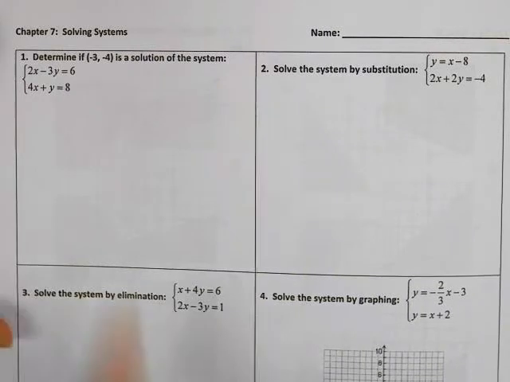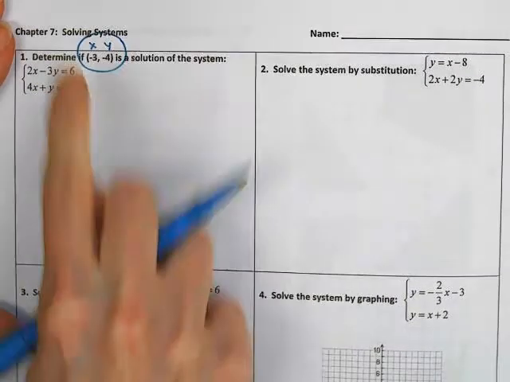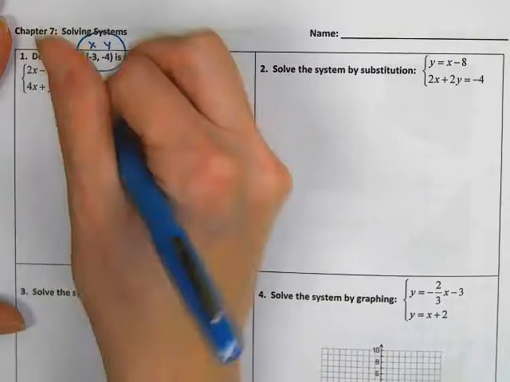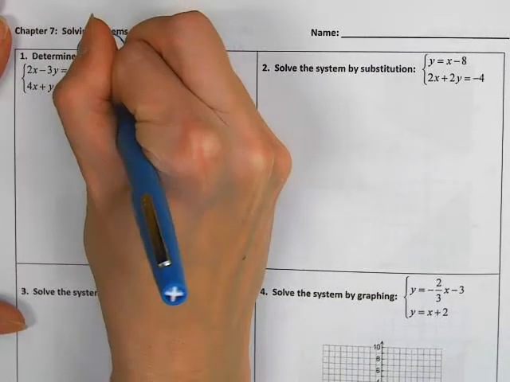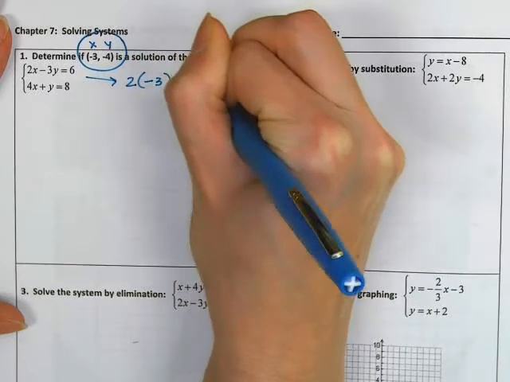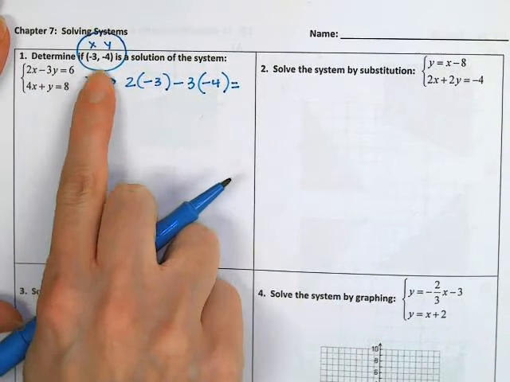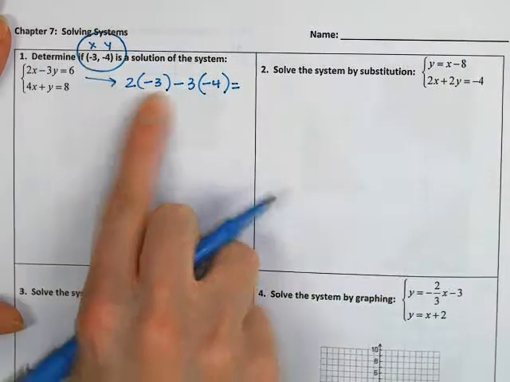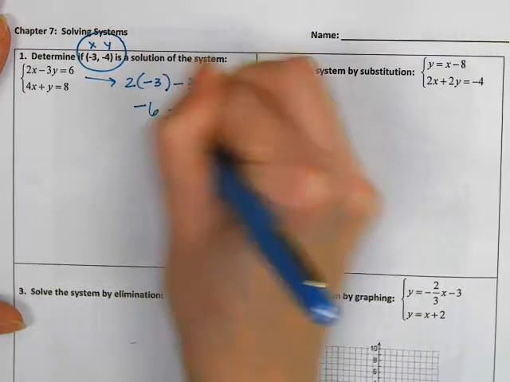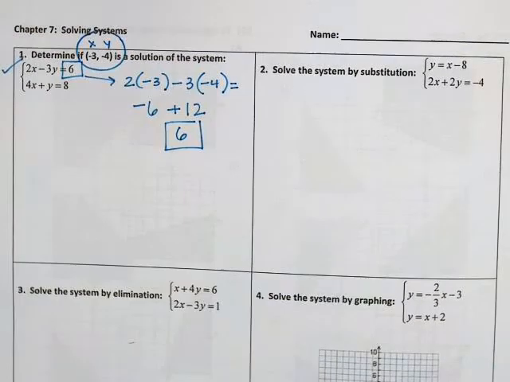So number one, first of all, this is just a yes or no question. Does this ordered pair work for both equations in the system? So you just got to plug them in. So in the first one, it's going to be 2 times negative 3 minus 3 times negative 4. We want to see if that actually equals 6 by plugging these in. So this is negative 6. This is positive 12. If you add them together, you do get 6. That's what we wanted, so the first one is good.